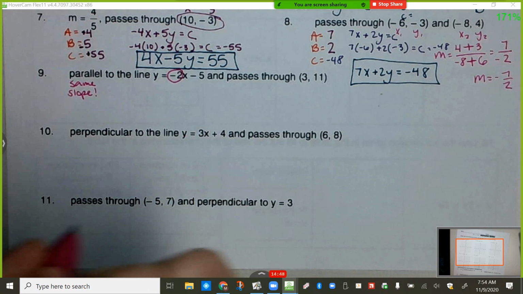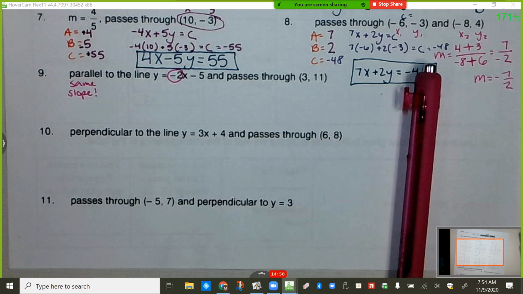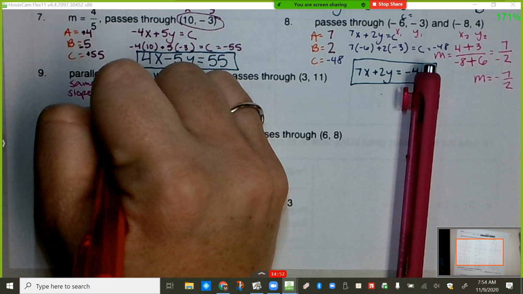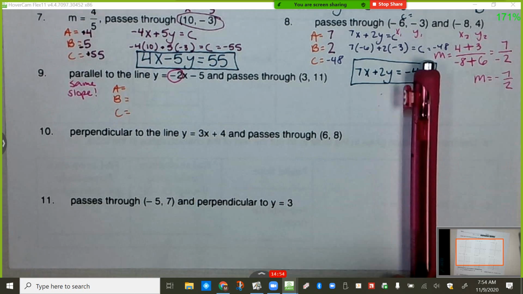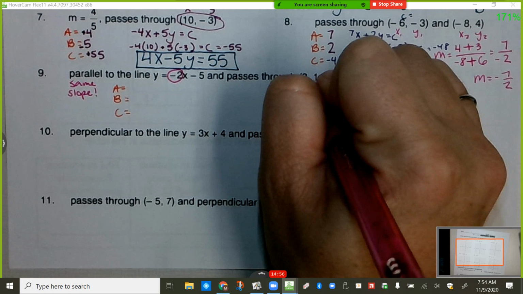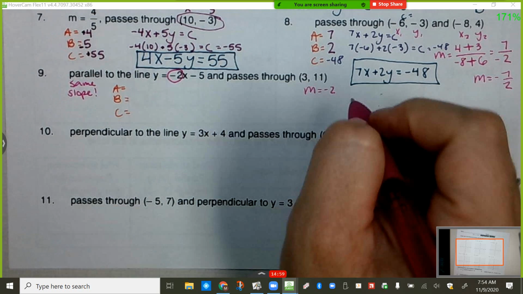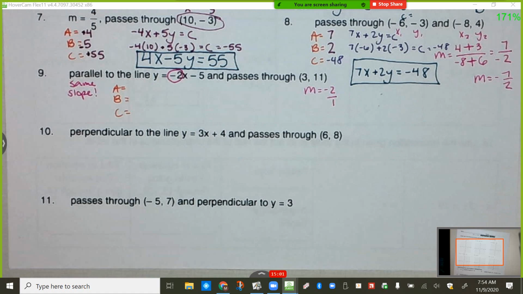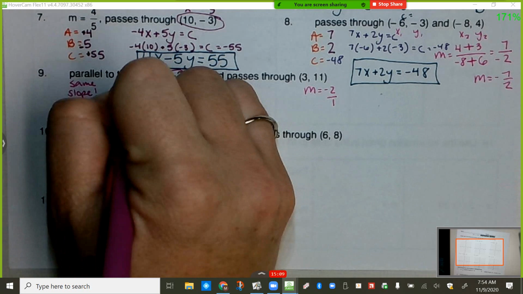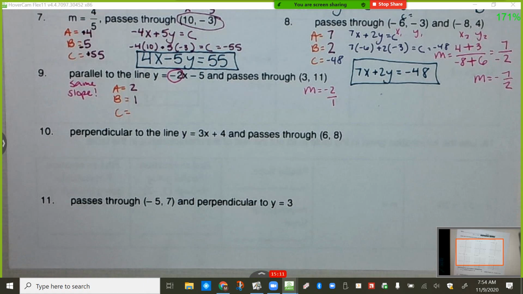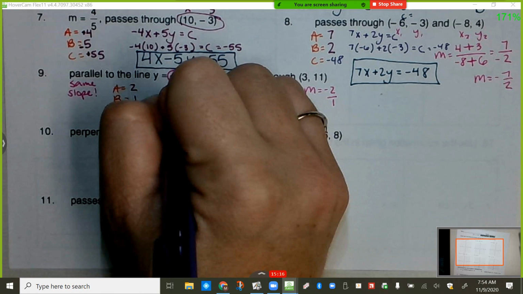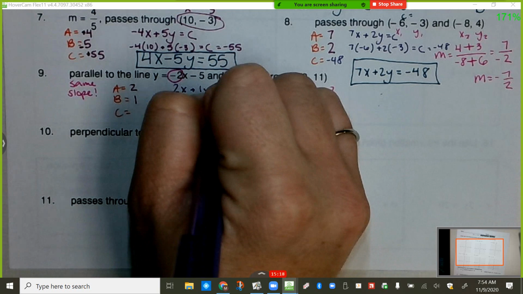So we know here that we're still putting it in standard form, so we still have to find a, b, and c. But I know that my slope is negative 2, which as I wrote as a fraction would be negative 2 over 1. Slope is opposite of a over b. What's the opposite of negative 2? Positive 2. And b is 1. So I know so far I have 2x plus 1y equals c.